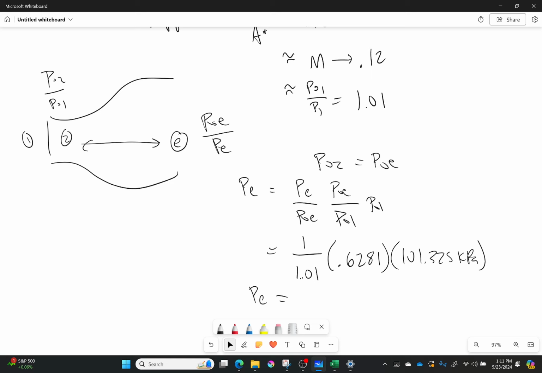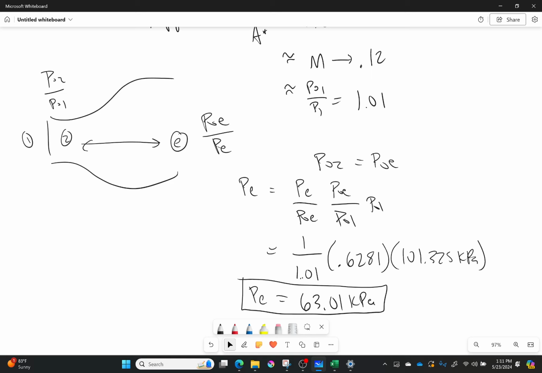So let's try it. 101.325 divided by 1.01 and then times 0.6281, which comes out to be right around 63.01 kilopascals. Okay, there we go. Now that was a fun problem. Maybe not for you, but definitely for me. And we did it. We managed to solve it, and we got their answer.